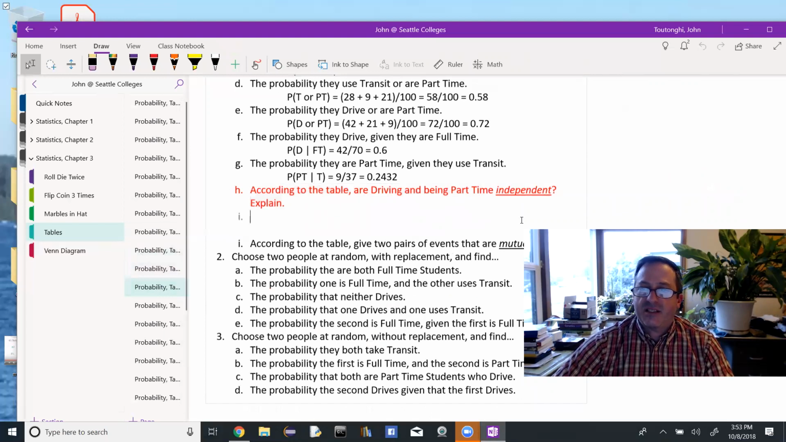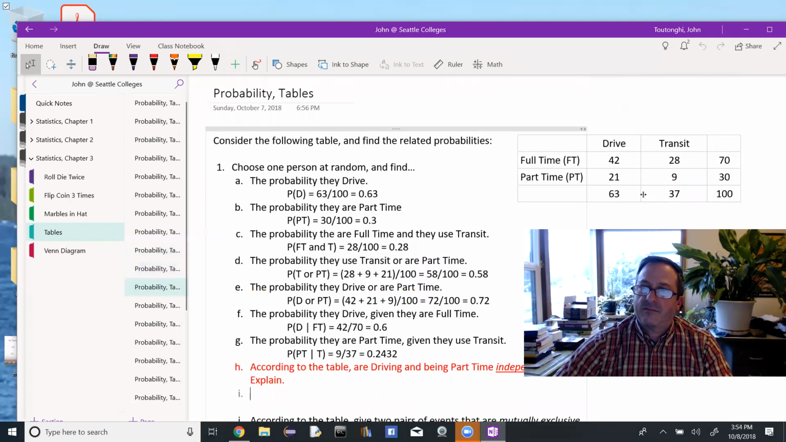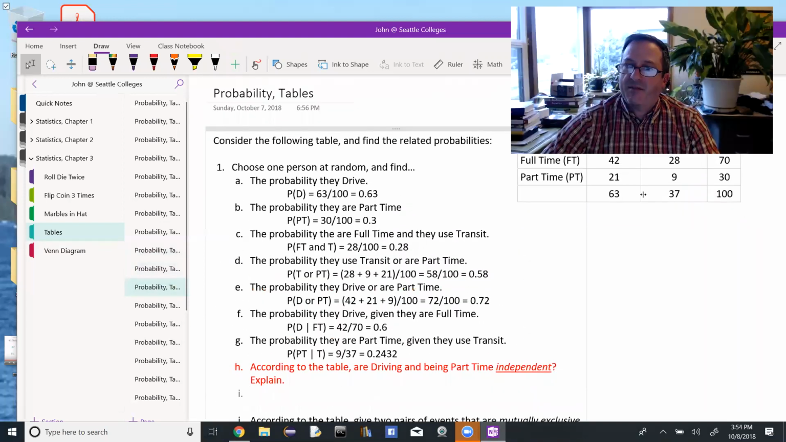Okay, so this next question says, let's move myself up, and I can move this table down over here.